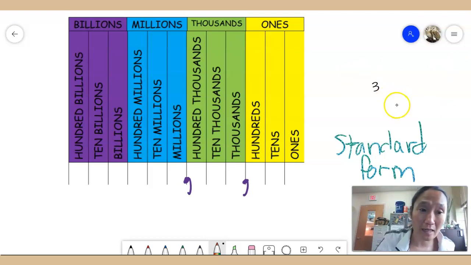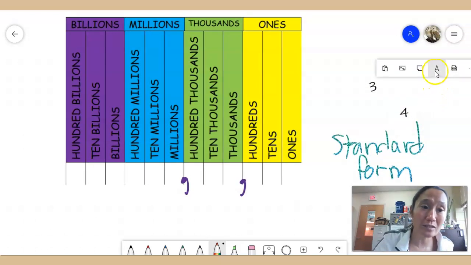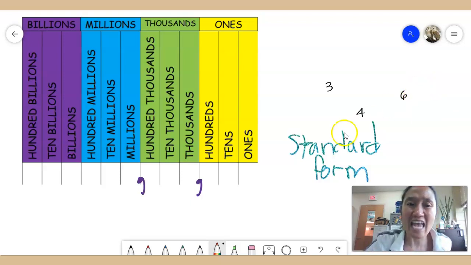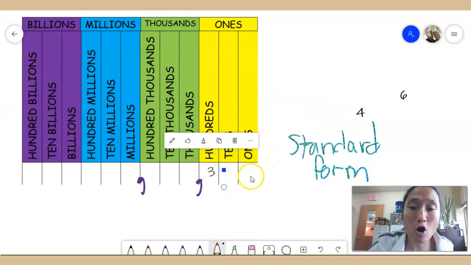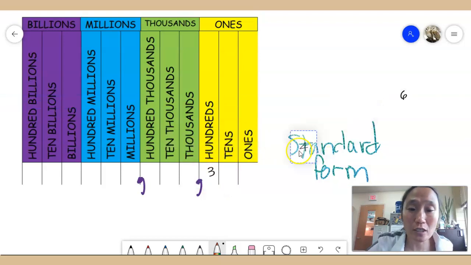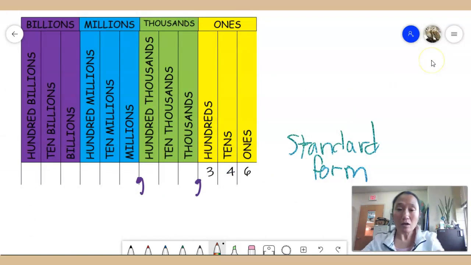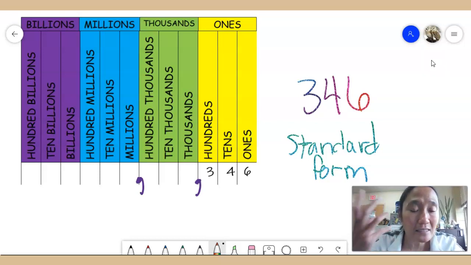Okay, so let me put in another digit here, and let's put in another digit. All right, so I have some digits, but they're not necessarily anything because they're just all out there. But now I'm going to put them in standard form. I'm going to give this digit a home here, this digit a home here, and this one a home right there. All right, so now this number, 346, is in standard form.